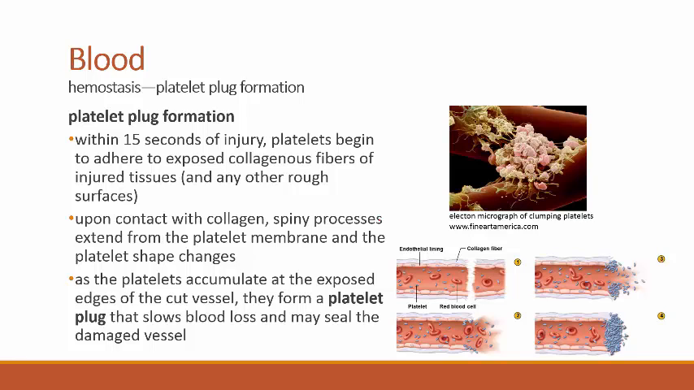And so when the platelet membrane contacts the collagen, then these spiny processes extend from the platelet membrane and adhere to the collagenous fiber, and the platelet actually changes shape. It assumes a shape that will allow other platelets to attach to it. And so the platelets will accumulate there at the exposed edges of the vessel that's been damaged, and then they will adhere to other platelets, eventually forming a goodly sized plug.